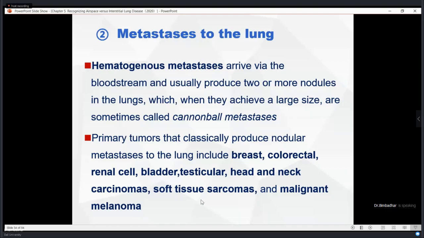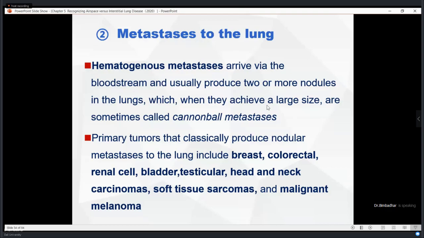Out of which, in males, it is testicular cancer which usually causes this cannonball metastasis, and in females it is either breast cancer or soft tissue sarcomas. Males, testicular cancers are the most common cause, and in females, breast cancer and soft tissue sarcomas are the most common presentations. Cannonball metastasis is related to hematogenous spread. They appear as two or more nodules which generally achieve a large size.